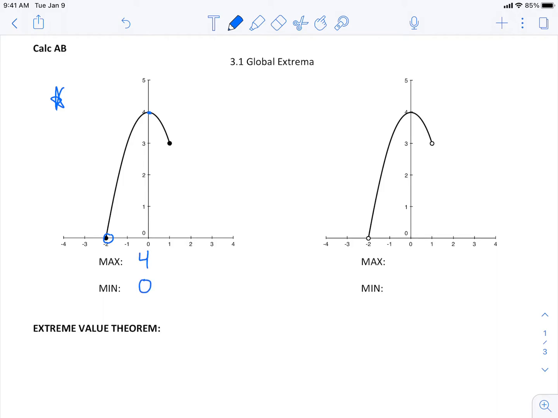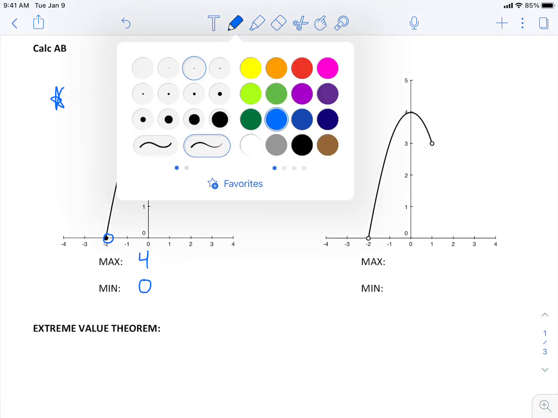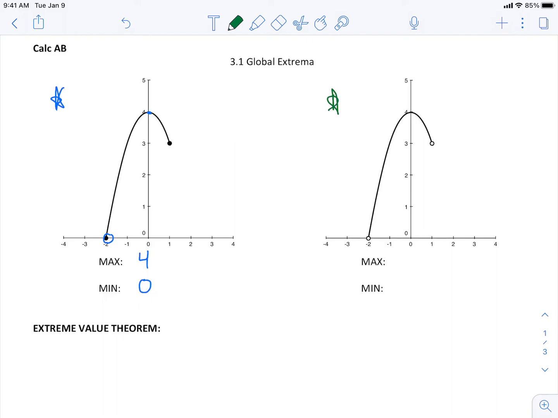But now notice what happens when we go to the second picture. For the second picture, the max is still the highest point, which is right here. So the y value there is 4. However, there is no minimum. And the reason for that is because there's no point here.